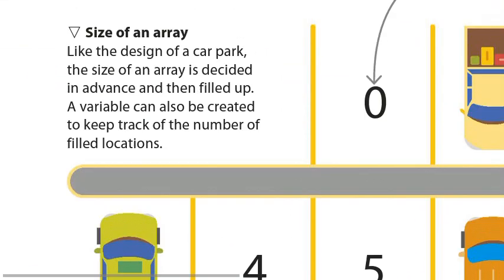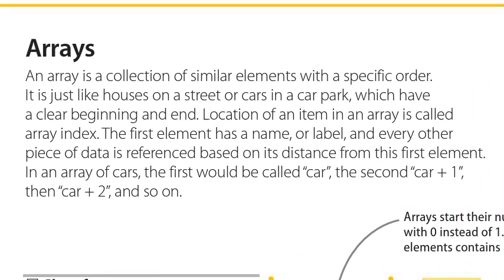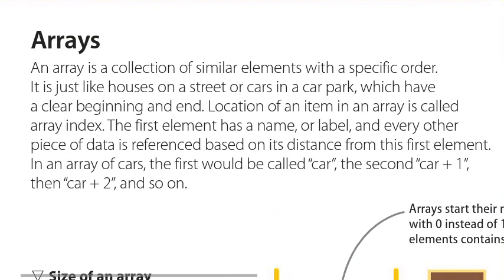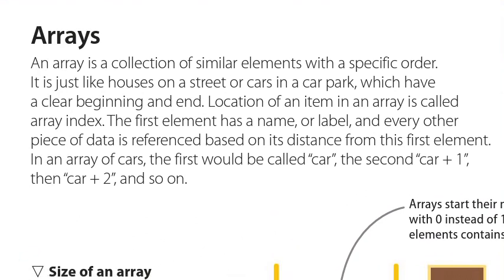So this was a pretty medium to understand what is an array. Again we are saying that an array is a collection of similar elements, meaning one car, second car, three cars, four cars, five cars. These cars are similar elements with a specific order. We don't know the structure of the first car and how it is parked in a car park.